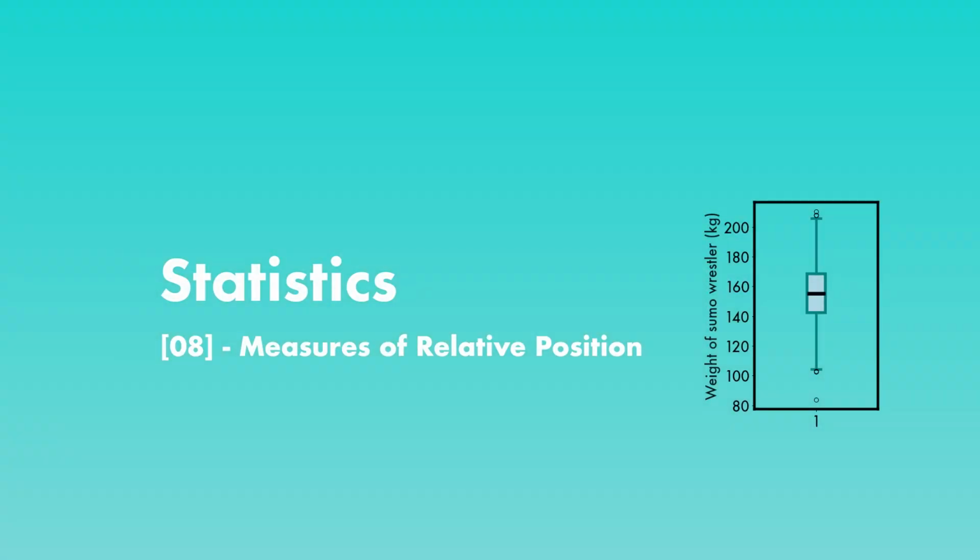Hello, welcome. Let us start our 8th lesson of statistics. Today we will discuss measures of relative position. We have already talked about measures of central tendency and dispersion, but today we will focus on relative position.